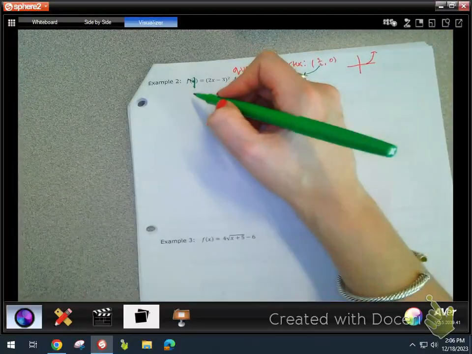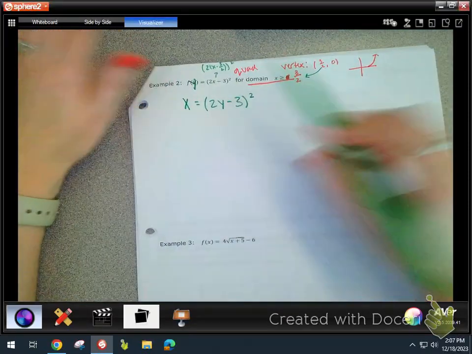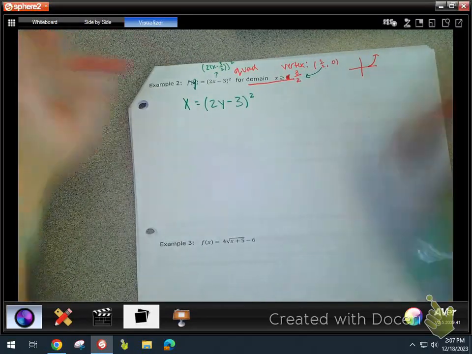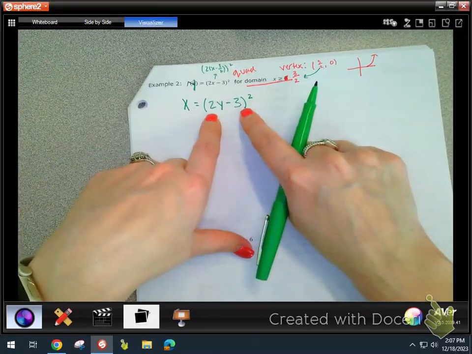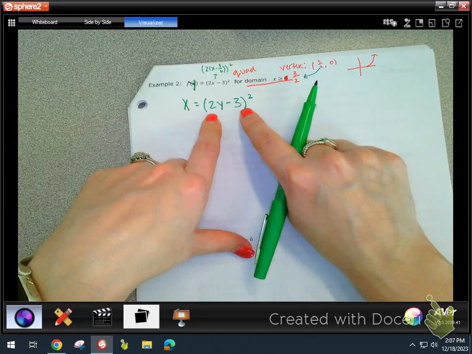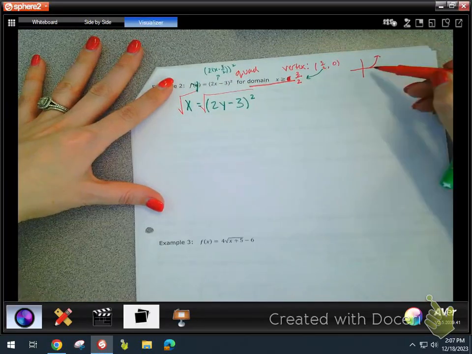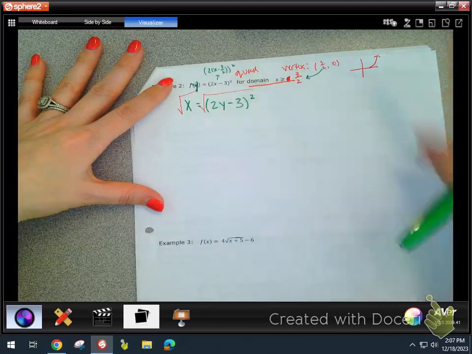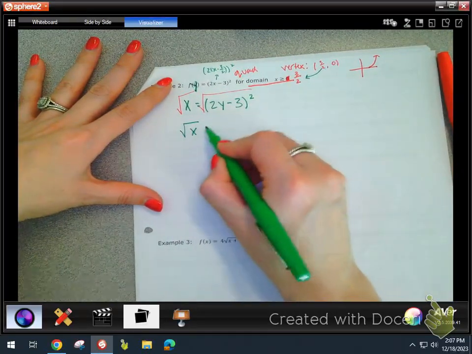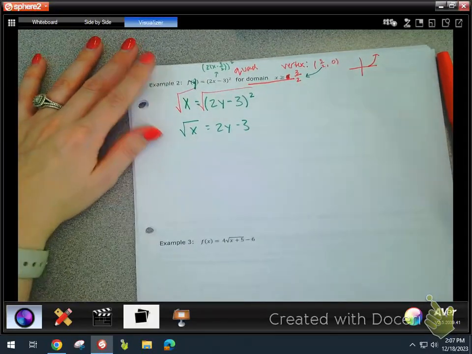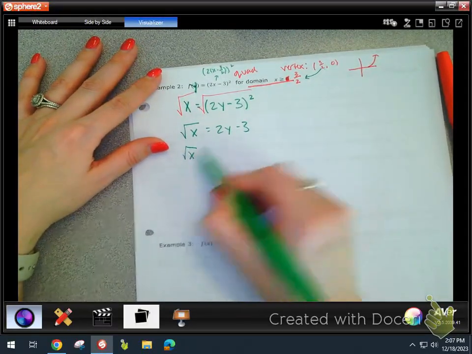So, switch your x and y and then keep solving. Problem, after you switch x and y, do you need to move anything right now? No, I've got the quadratic part by itself. So the first thing I need to do is get rid of the squared by taking the square root. Because of the restriction, I don't have to worry about anything there. So I have square root of x is equal to 2y minus 3. Now what do I do? Plus 3. Add the 3. Does that go inside or outside the root?